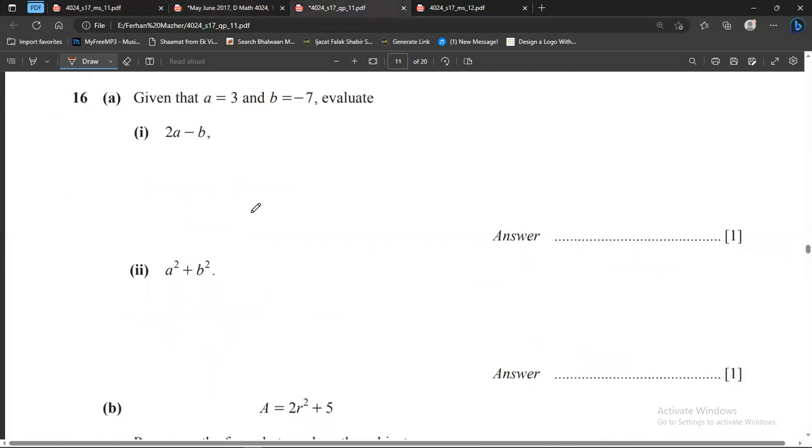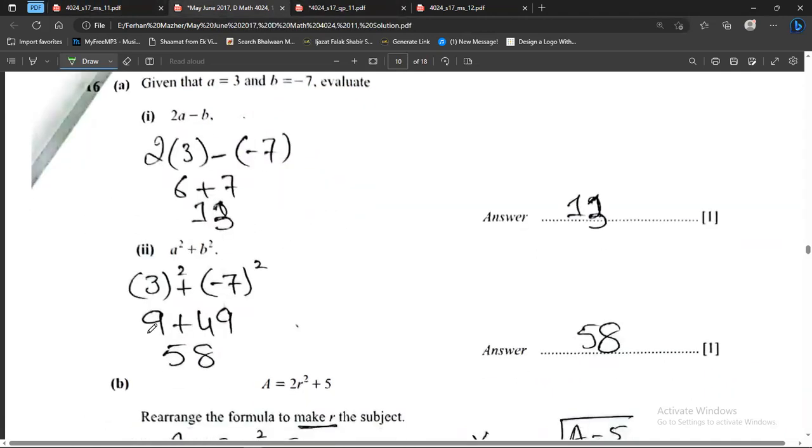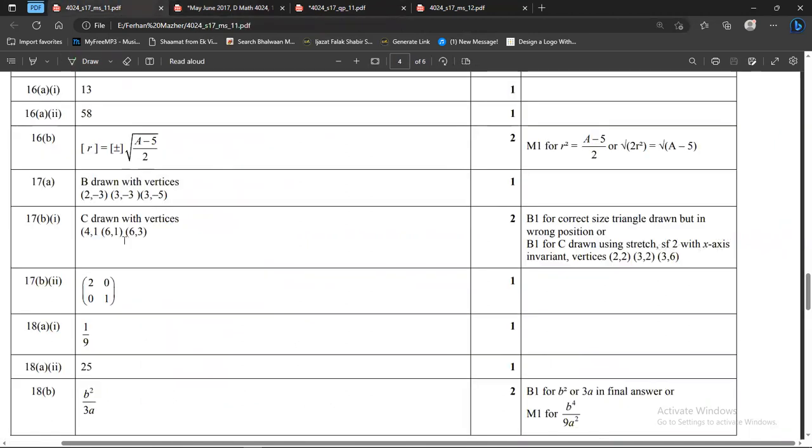Okay, then we have question number 16. It's A second part. A square plus B square. We will simply put the values. So 3 whole square plus -7 whole square. This will become 9. This will become plus 49. So 9 plus 49, that is 58. So 58 is the right answer, sir. Yes.